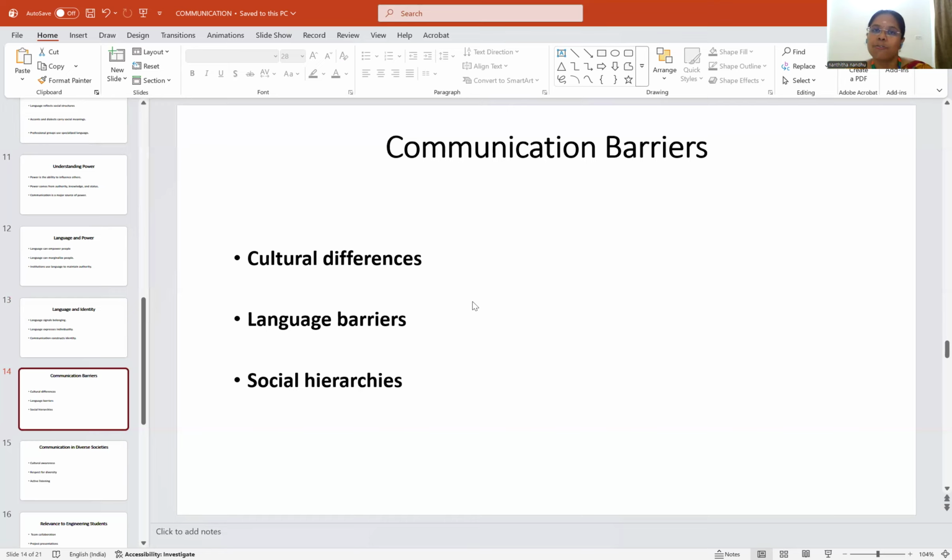Effective communicators work to overcome such barriers through empathy, clarity, and inclusiveness. So these barriers can be easily overcome by clarity and inclusiveness, but clarity and inclusiveness alone cannot help you. You need to have a way bigger reading, way bigger observation, and so many things. But we are focusing on the basic barriers of communication. It is the cultural difference, language barriers, and social hierarchies, which create inequalities and differences in communication.